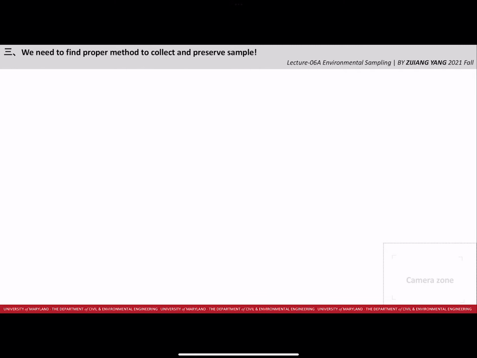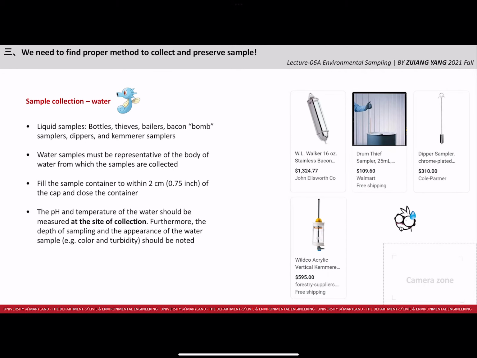No? Okay. And then let's talk about how we need to find the proper method to collect and preserve our sample. First, we collect samples in the water. For liquid samples, we have different samplers, like bottles, sieves, bailers, a bacon bomb sampler, a dipper, and a Kemmerer sampler. Here I just searched for some pictures of the samplers described. And actually, when I saw these prices, they are very expensive, so I was like this.